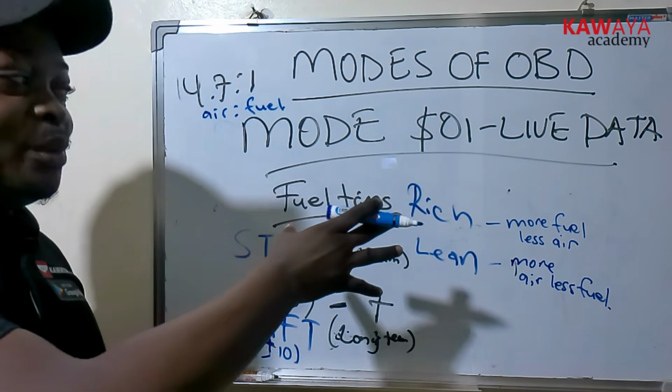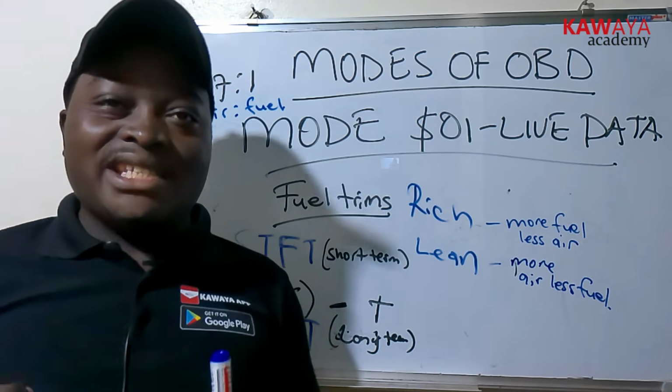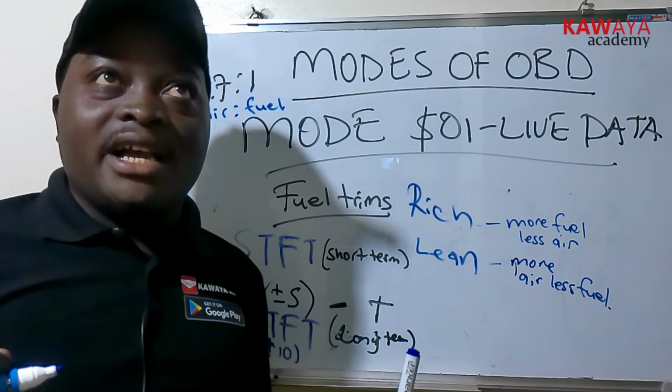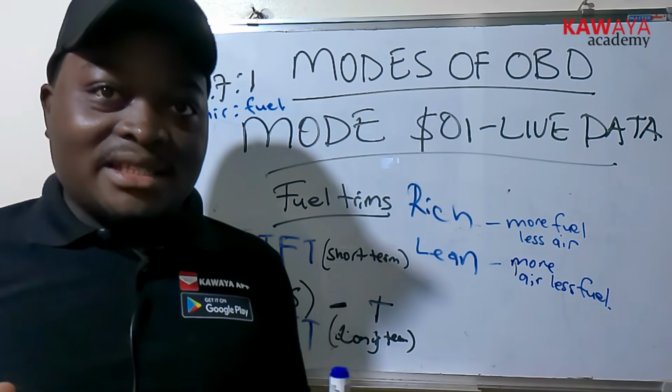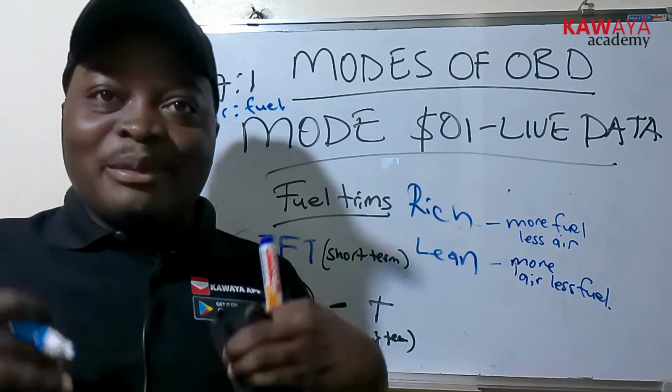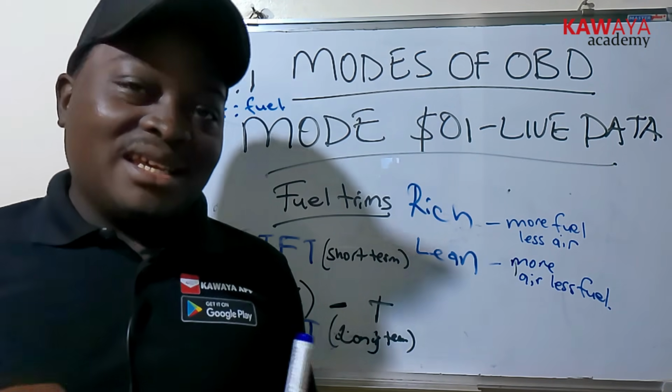So this is what we mean. If someone says your engine is rich, it means that it has more fuel than the air inside. They are not balancing. If it is lean, it has more air than the fuel inside.